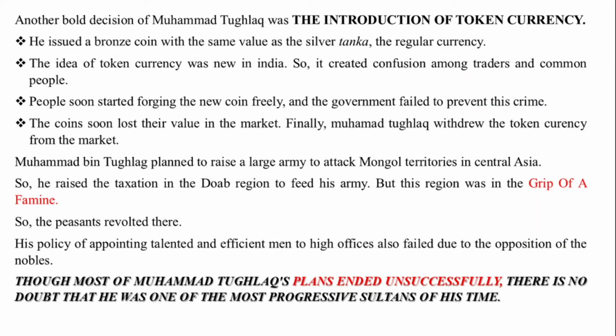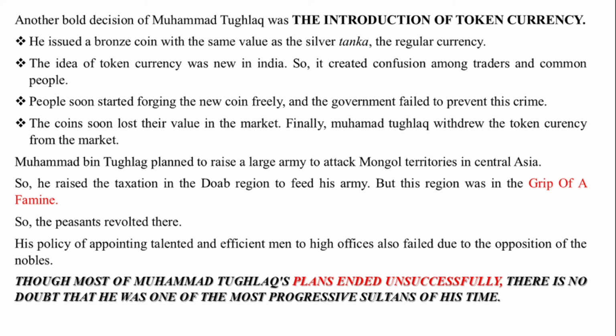And next, another bold decision of Muhammad Tughlaq was that he introduced token currency. Some of his ideas were successful, but some were failures. He issued bronze coins with the value of the silver tanka, the regular currency. The idea of token currency was new in India, so it created confusion among the traders and common people. People soon started forging new coins freely, and the government failed to prevent this crime. The coins soon lost their value in the market. Finally, Muhammad Tughlaq withdrew the token currency from the market.